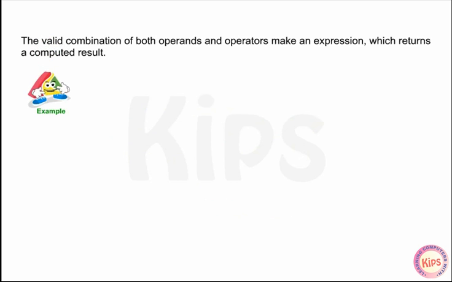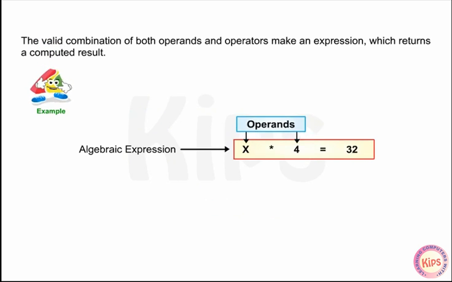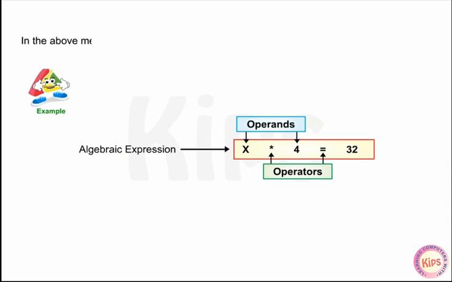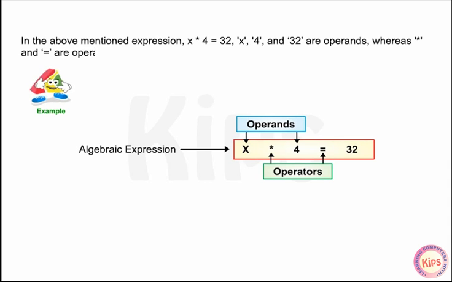Let us understand this through an example. Algebraic expression: x * 4 = 32. Operands: in the above mentioned expression, x, 4 and 32 are operands, whereas asterisk and equal to are operators.